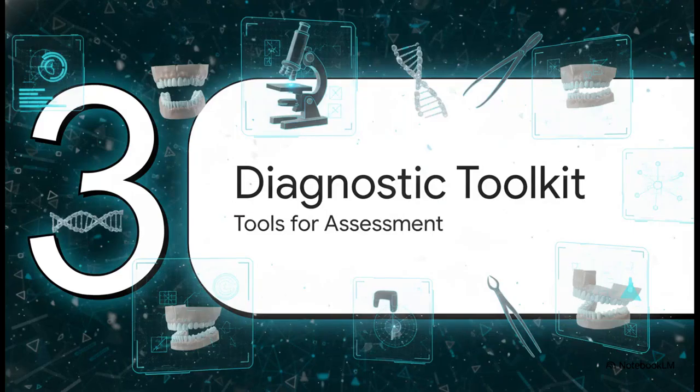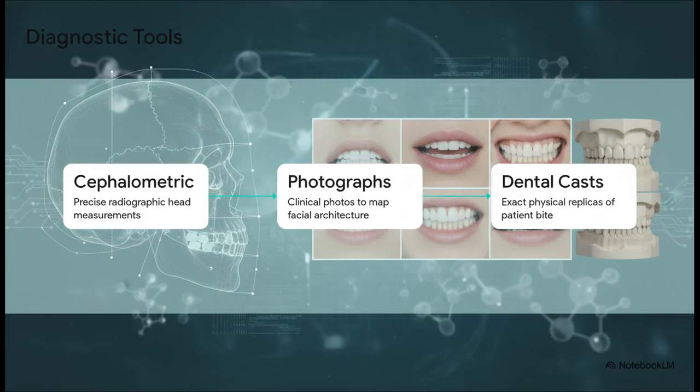Section 3. The Diagnostic Toolkit. And that brings us to the Forensic Evidence Gathering Toolkit used in Orthodontics I. The source outlines 3 really specific methods practitioners use. First is cephalometric analysis. These are super precise radiographic measurements of the head and face that let dentists literally trace a patient's skeletal landmarks. Second, we have clinical photographs, which map out the external and internal facial architecture. And third, dental casts. These are the exact physical replicas of a patient's bite.